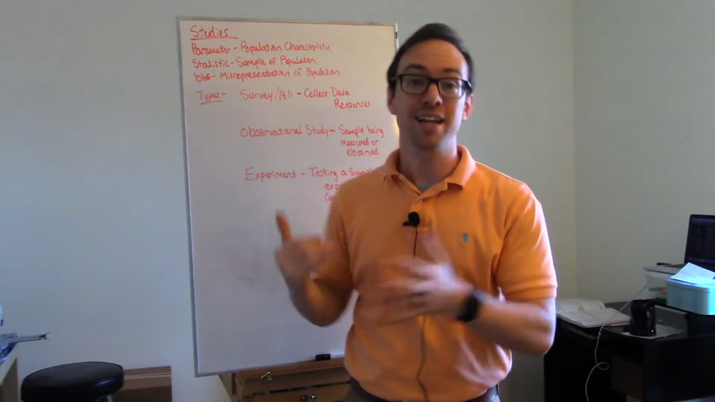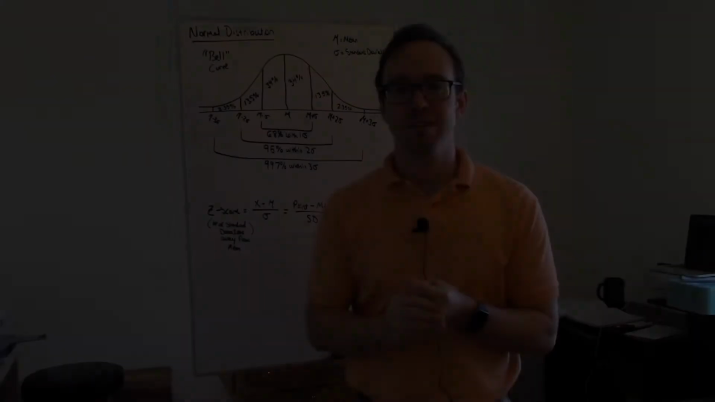Now that we've looked at the terms and the different types of studies, what you're going to see below is the assignment dealing with studies. In the next segment, you're going to see the normal distribution or the bell curve, the empirical rule for the bell curve, and z-score.